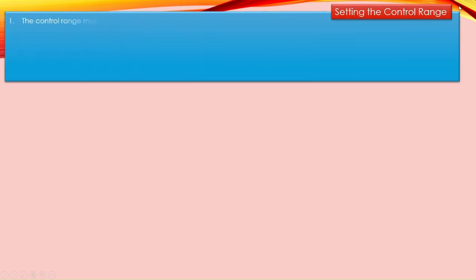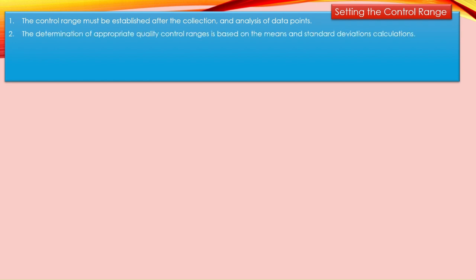Setting the control range. 1. The control range must be established after the collection and analysis of data points. 2. The determination of appropriate quality control ranges is based on the means and standard deviations calculations.